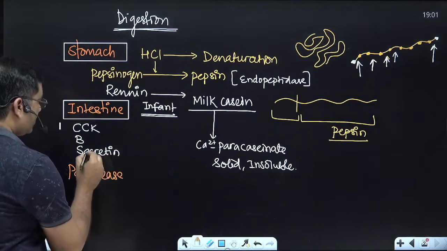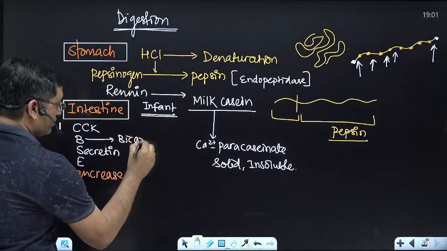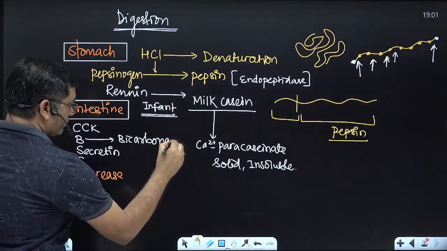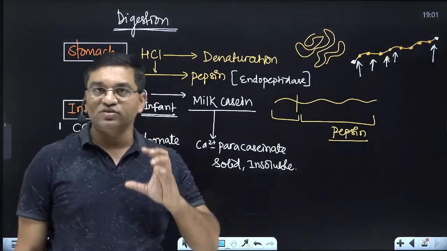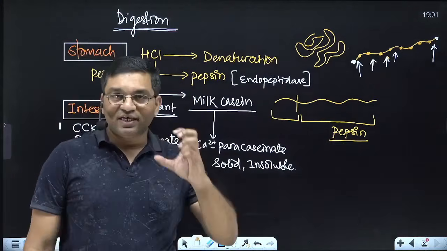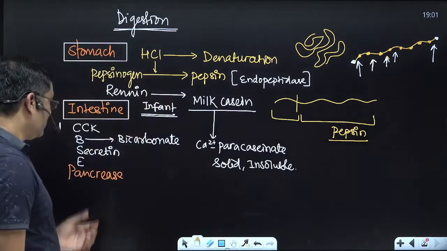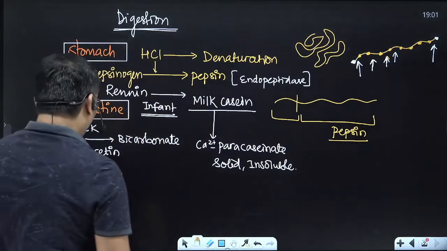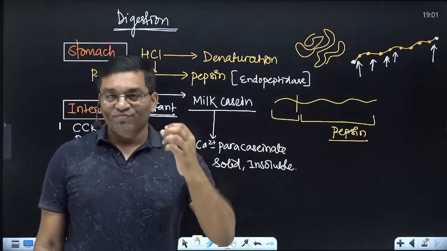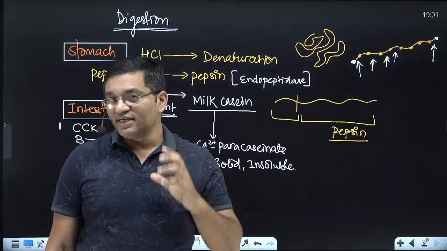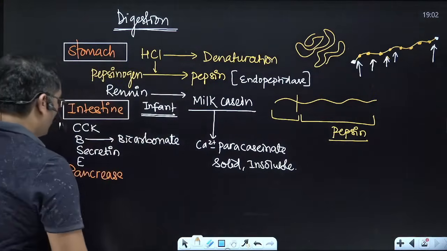And this secretin causes the release of bicarbonate from the pancreas and neutralizes the acidic pH of the stomach. For the pancreatic enzymes to act, the pH required is near about 8. So secretin causes the release of bicarbonate. Secretin is secreted by the S cells of the duodenum and jejunum. So secretin causes the release of bicarbonate from the pancreas.